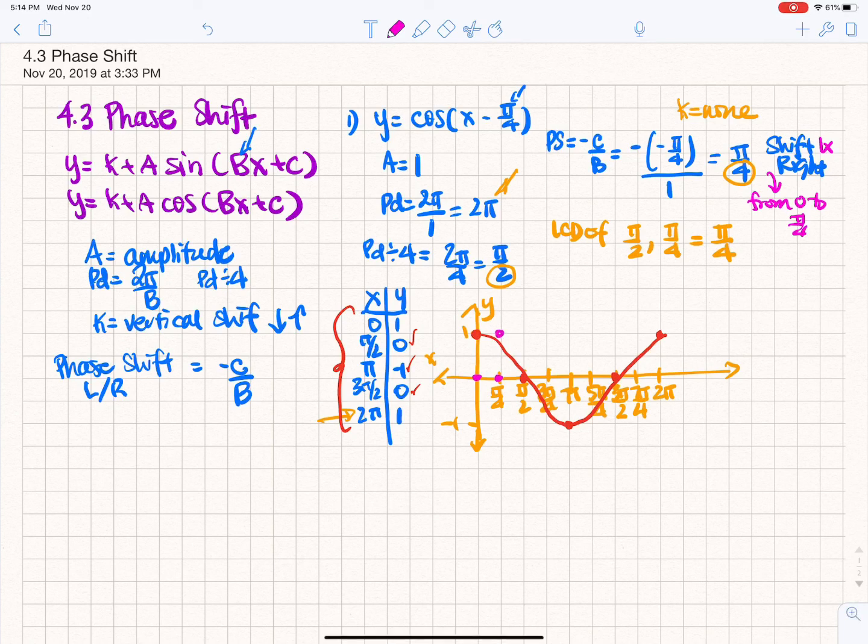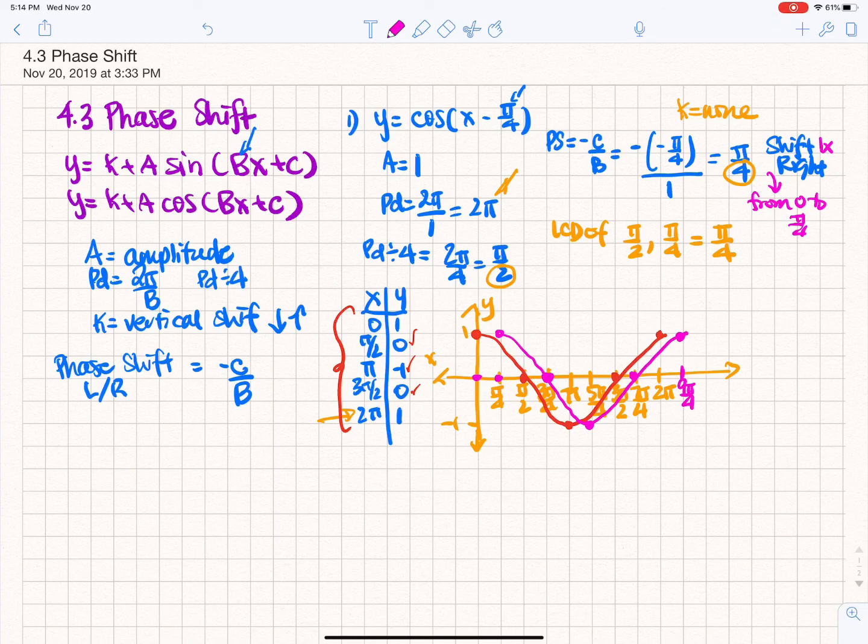So 1 time to the right, 1 time to the right, 1 time to the right. And because we went 1 time to the right, I need to have this label here. So this 2 pi is 8 pi over 4, so it becomes 9 pi over 4. And draw your graph. And that's your answer.